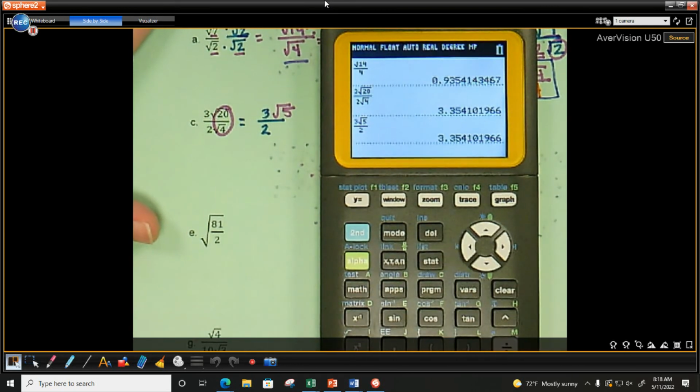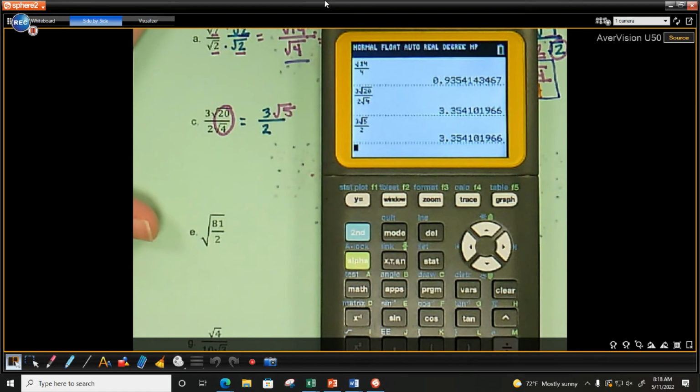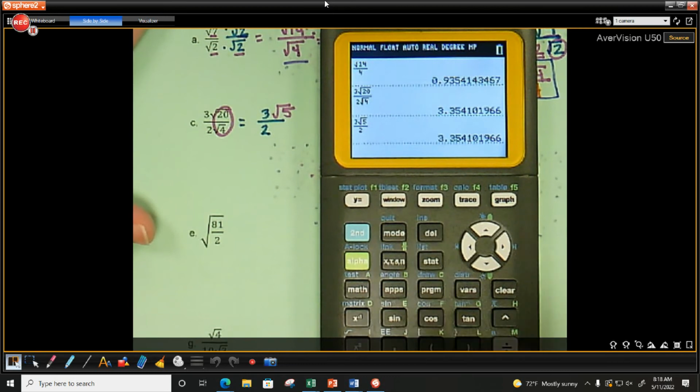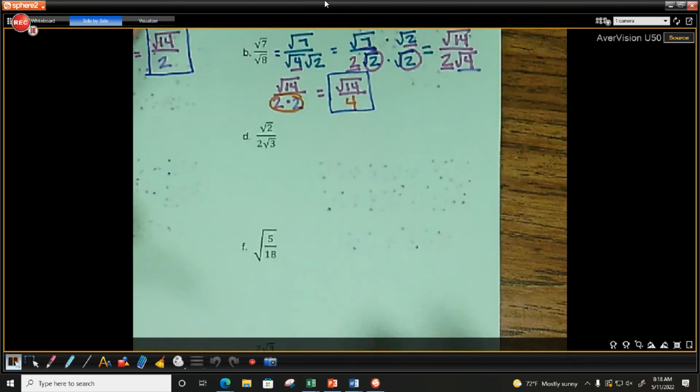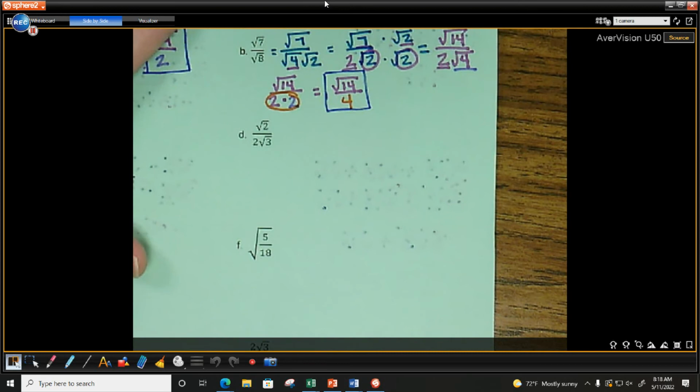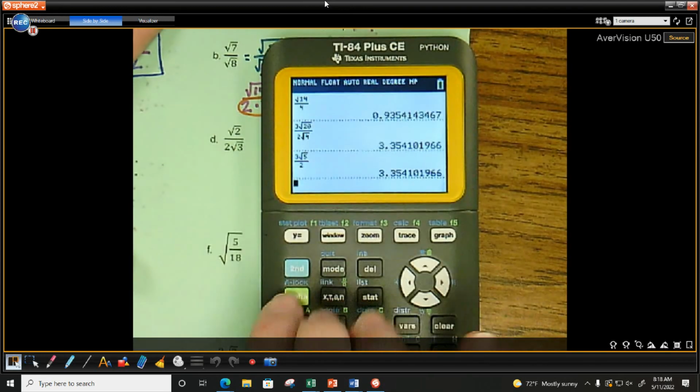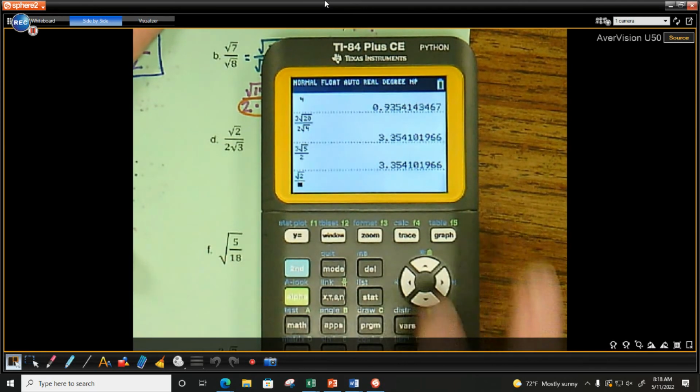So do you see why I'm not always jumping straight to rationalizing the denominator? Sometimes the radical in the denominator will fix itself. Okay? Good? Okay, next one. Go to your calculator. And I get an ugly decimal.